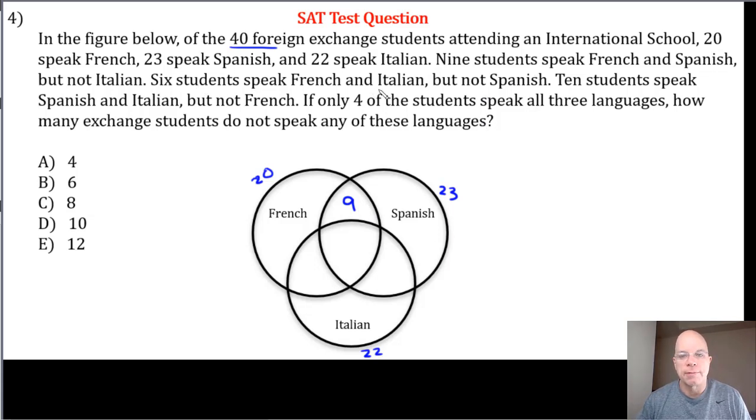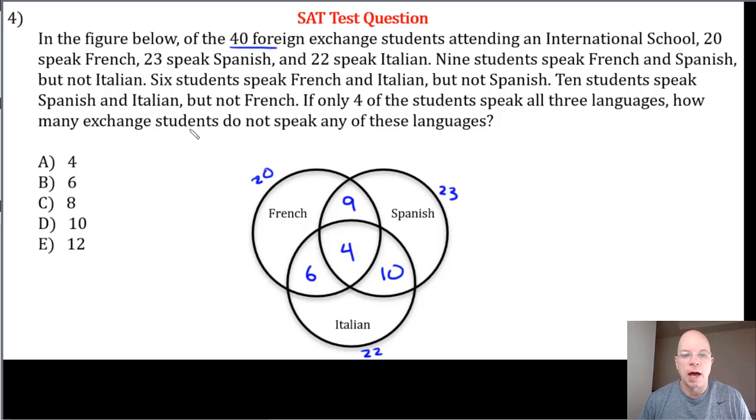6 students speak French and Italian but not Spanish. French and Italian but not Spanish would be right here. 10 students speak Spanish and Italian but not French. So those 10 students would go right here. And 4 of the students speak all 3 languages, so those 4 would be in the intersection to represent that they speak all 3 of these languages.